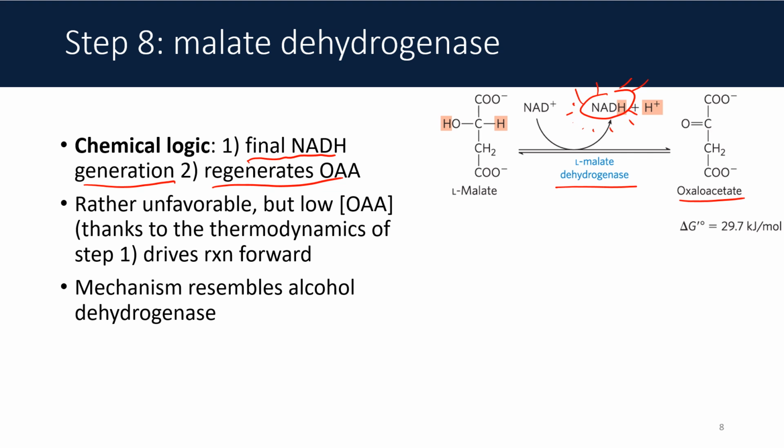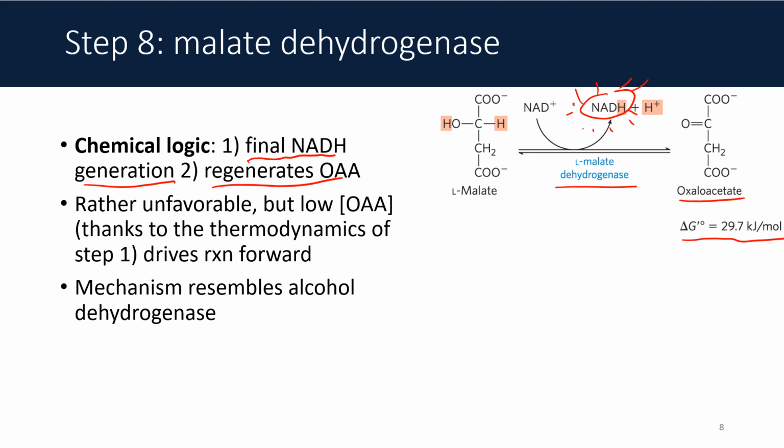You're probably looking at the delta G of this reaction and thinking, holy smokes, positive 29.7 kilojoules per mole. That's a rather uphill transformation. So you may think that this final step is going to be blatantly favoring the reverse reaction, or the reformation of malate. However, we have thermodynamics on our side here.